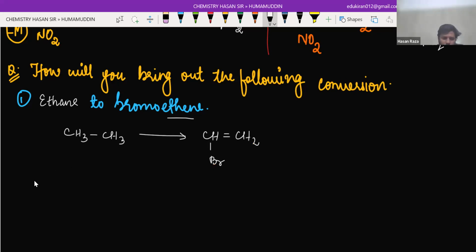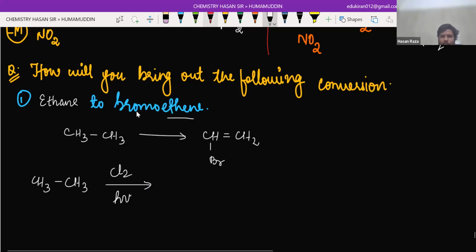Now, first of all, what I'm going to do is very simple. CH3CH3, I'm going to pass this through Cl2 in the presence of light. What will happen? A substitution reaction will take place and we will get CH3CH2Cl, chloroethane.